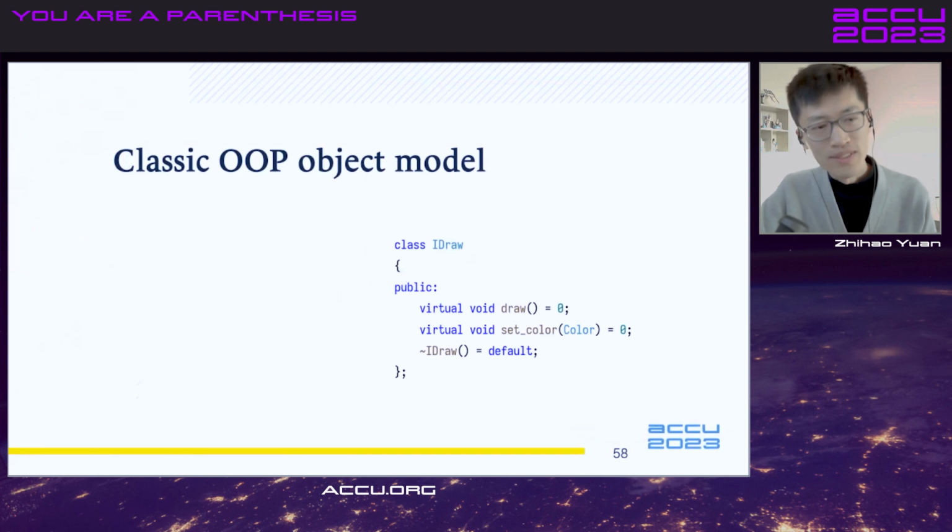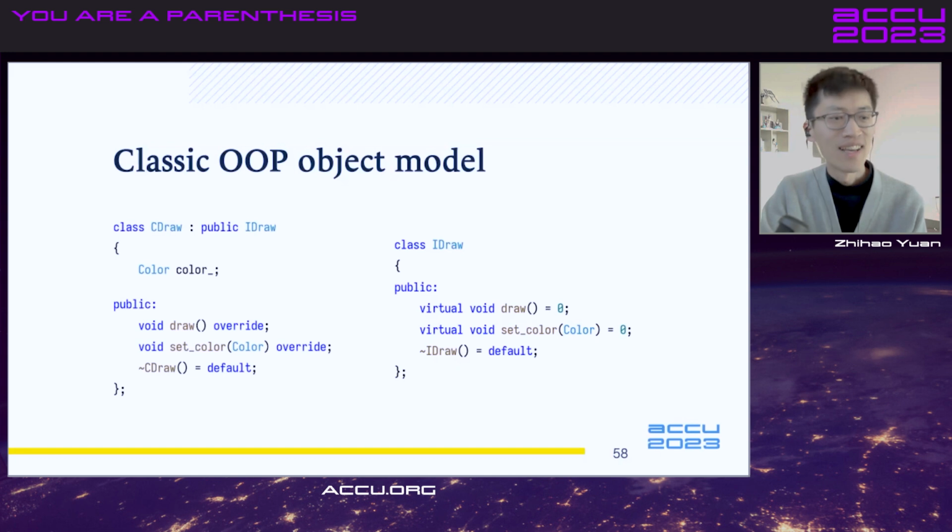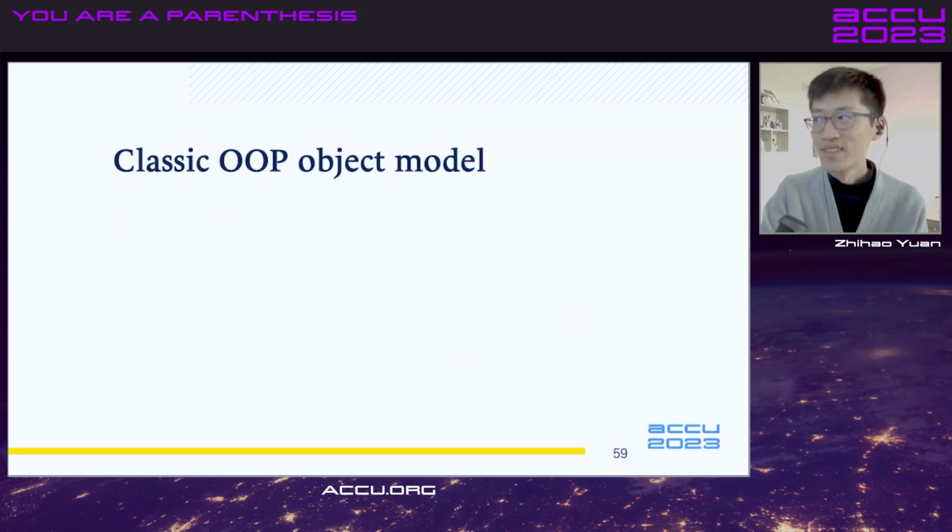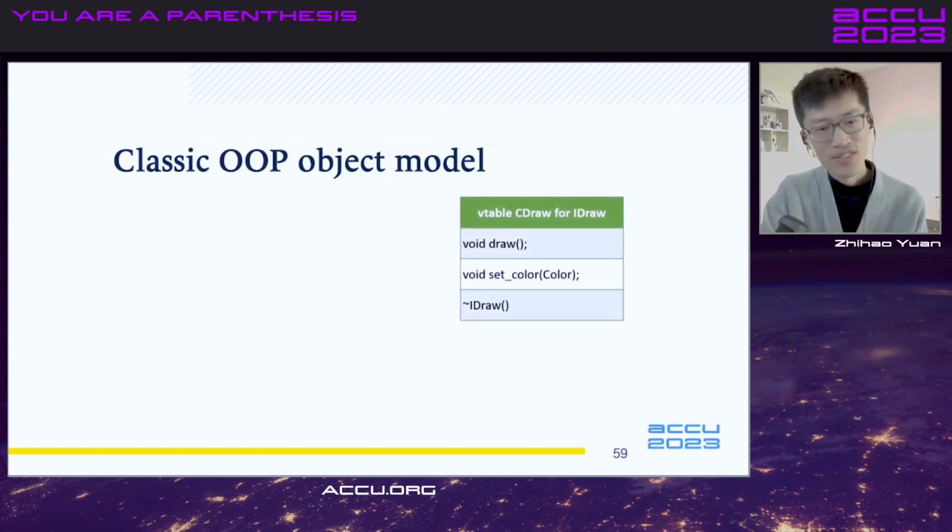So let's recall the classic object-oriented programming object model in C++. This is the easy part, right? You specify a pure virtual base class, and then have a type implement it. For that implementation, the compiler generates a vtable for you. The vtable is an array of function pointers, statically initialized.